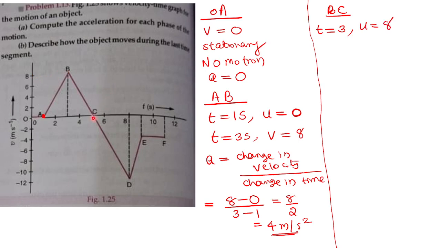Now, the end point is C. C means time is 5. Here, when time equal to 5, the velocity is 0. See, understood? When time equal to 5, velocity is 0.